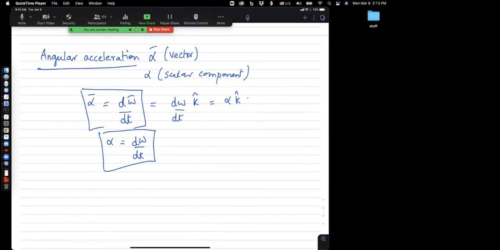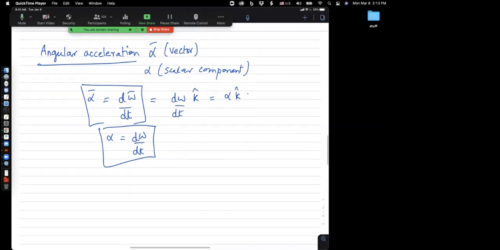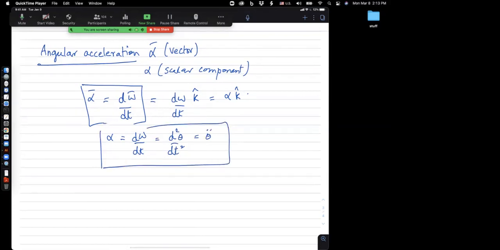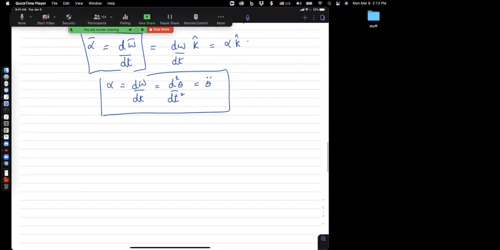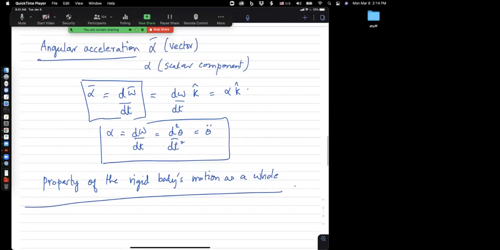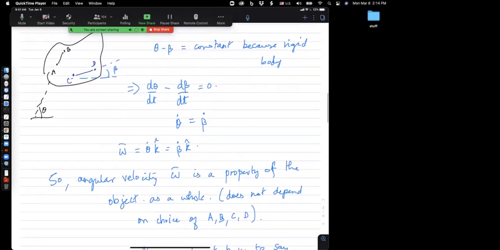So that's angular acceleration. This is basically equal to d squared theta by dt squared, or theta double dot, sort of the natural thing. Again, it's a property of the whole body, not angular acceleration about a particular point or two points. It's a property of the rigid body's motion as a whole. Okay, so that's angular acceleration.